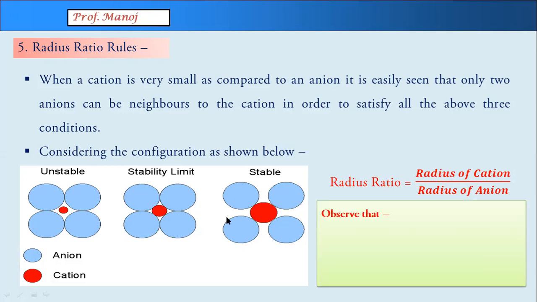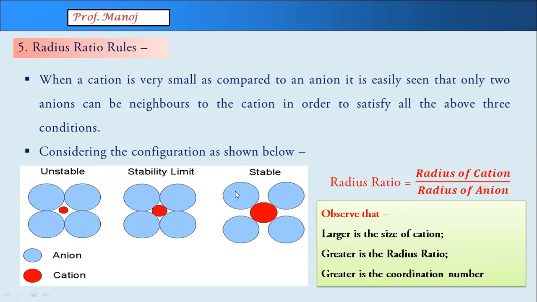We can see here that number one, larger is the size of the cation. You can see I am increasing the size in the diagram. Greater is the radius ratio. You can see the cation size is large, means your numerator is increasing, radius ratio will increase. More is the stability, greater is the coordination number. This is one of the rules, what we call as radius ratio rules.